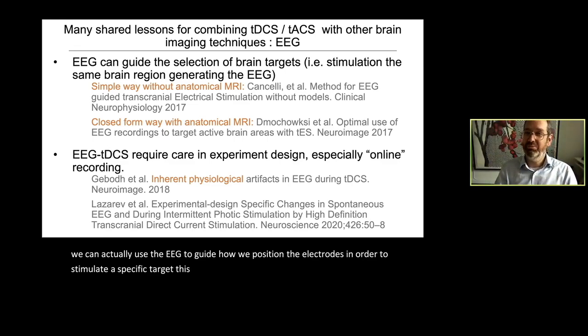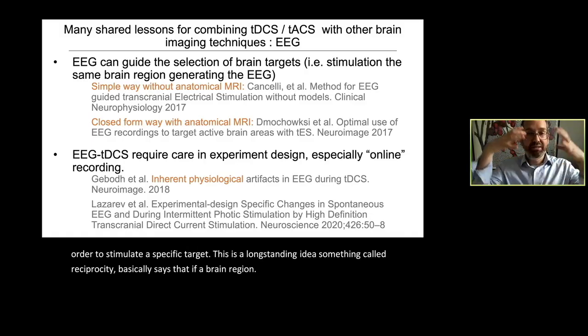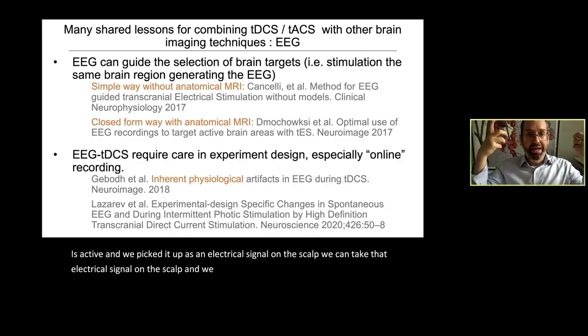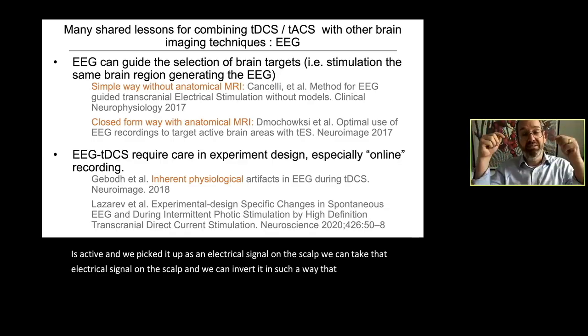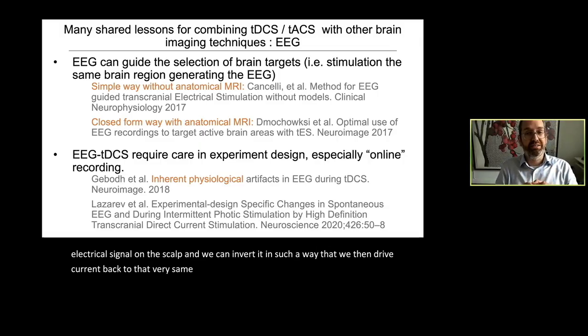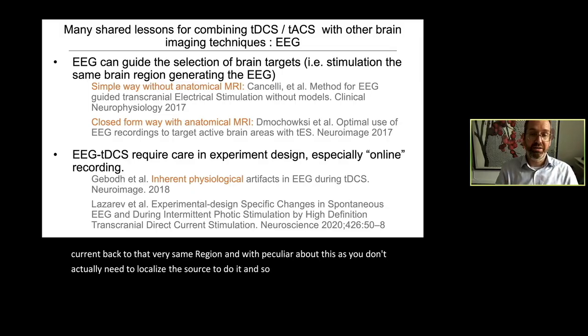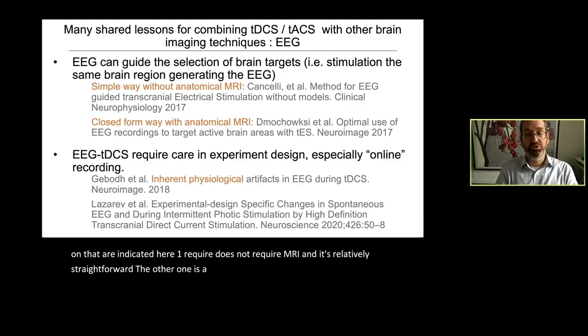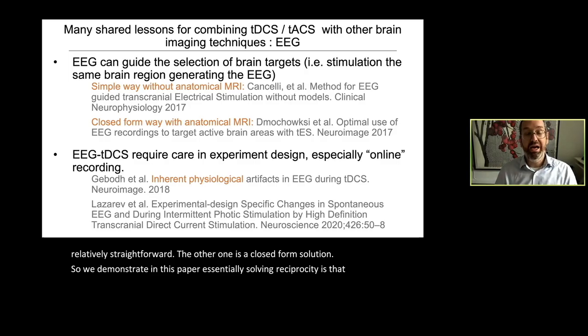This is a long-standing idea. It's something called reciprocity. It basically says that if a brain region is active and we pick that up as an electrical signal on the scalp, we can take that electrical signal on the scalp and invert it in such a way that we then drive current back to that very same region. And what's peculiar about this is you don't actually need to localize the source to do it. And so we've published two papers on that, indicated here. One does not require MRI, and it's relatively straightforward. The other one is a closed form solution. But what we demonstrate in this paper, essentially solving reciprocity, is that reciprocity requires individual MRI.